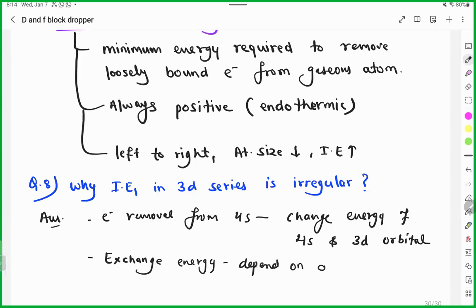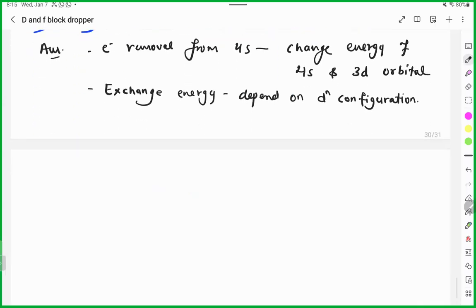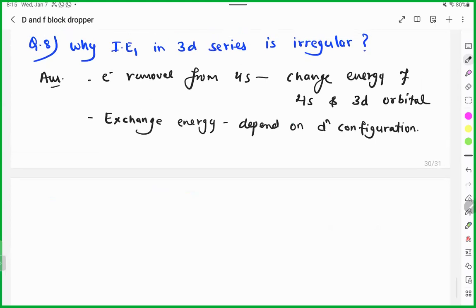So exchange energy tells us about the symmetry. Whenever there is more symmetry, exchange is easier. Exchange of the electron will be easier because of symmetry. That's why half filled and fully filled are highly stable.